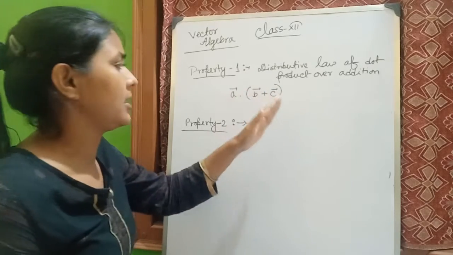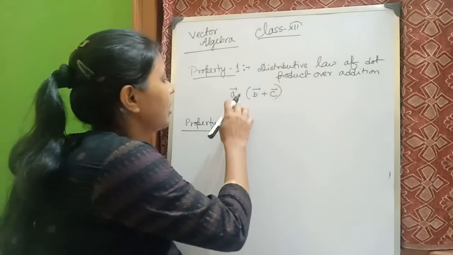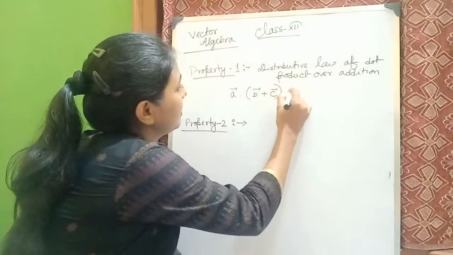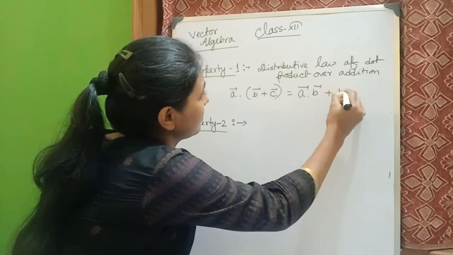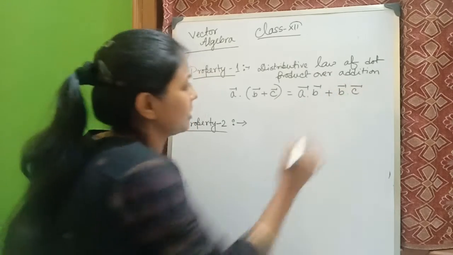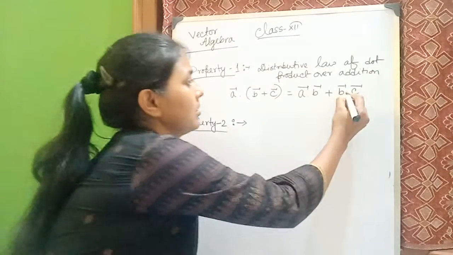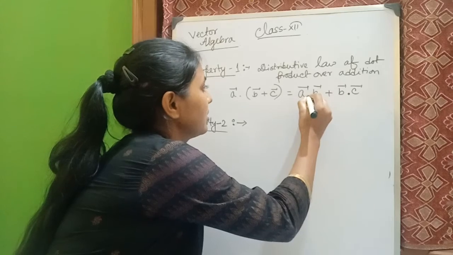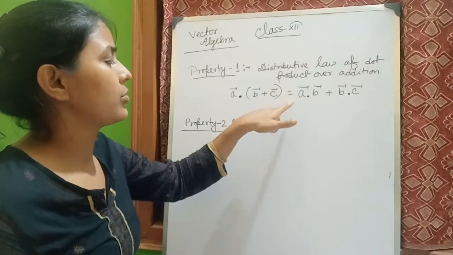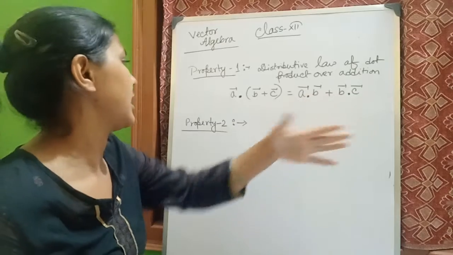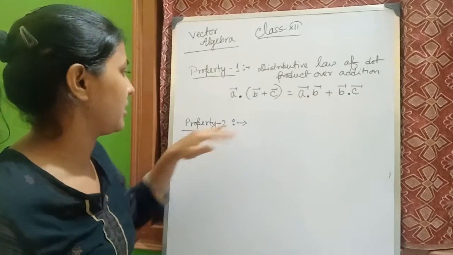Suppose A, B, C are three vectors. So A dot (B plus C) will be equal to A dot B plus A dot C. A dot (B plus C) is equal to A dot B plus A dot C. And this is the first property.